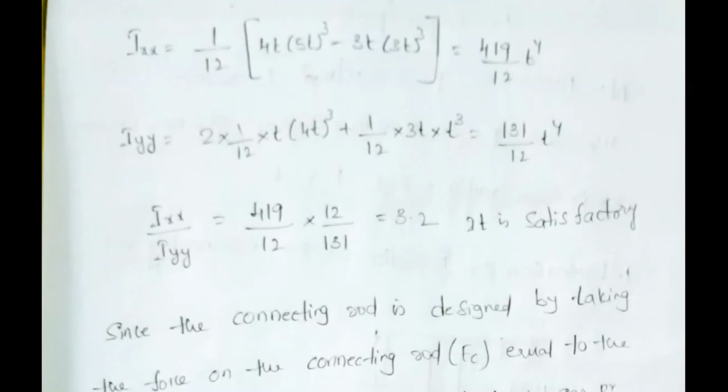Suppose in the examination you forget the proportions, B equal to 4T, H equal to 5T, then take your own values, no problem.